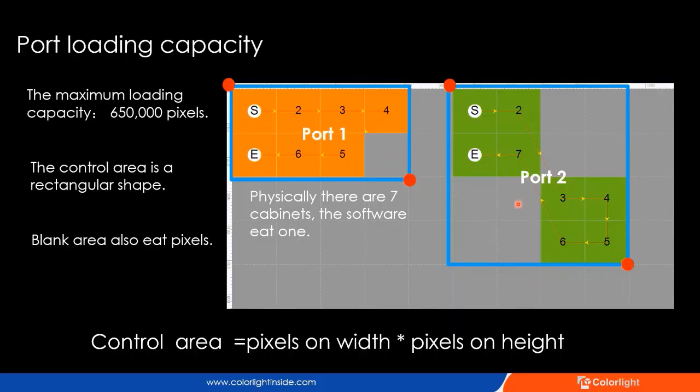As long as the total number of pixels in the control areas is not over 650,000 pixels, the system can display the screen correctly. For sure, different devices have restrictions on width and height. We will talk about different device capacity in the second part.